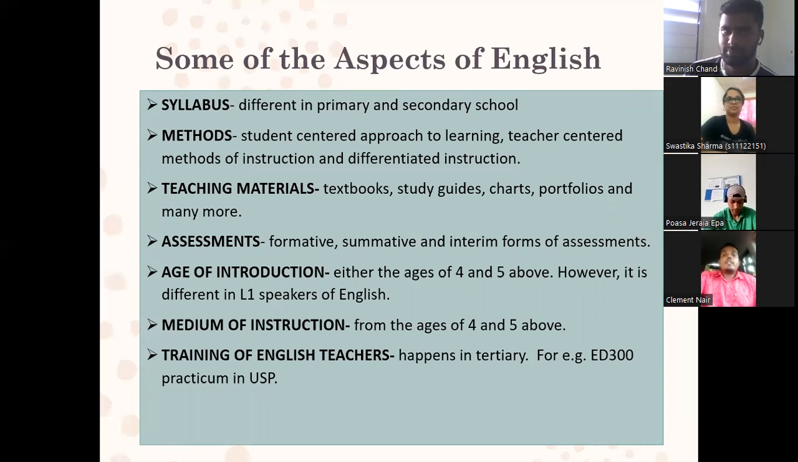Some of the aspects of English: syllabus, different in primary and secondary school, right? The syllabus of English is quite different compared to primary and secondary. Methods: student-centered approach to learning, teacher-centered methods of instruction, and differentiated instruction. Teaching materials: textbooks, study guides, charts, portfolios, and many more.